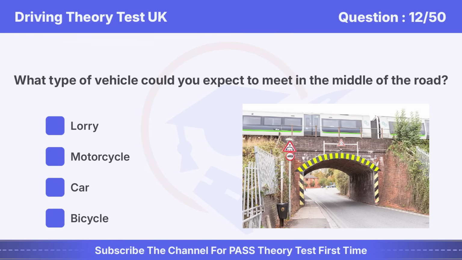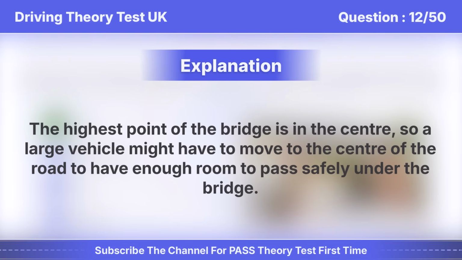Question 12. What type of vehicle could you expect to meet in the middle of the road? Option A. Lorry. B. Motorcycle. C. Car. D. Bicycle. Answer is A. Lorry. The highest point of the bridge is in the center, so a large vehicle might have to move to the center of the road to have enough room to pass safely under the bridge.